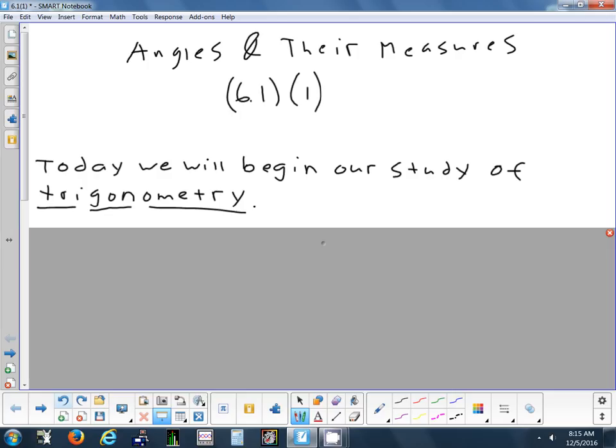And then metry. You see that suffix with a couple different subjects like trigonometry, geometry. Does anybody know what metry means? Not quite. Metry means measurement. So trigonometry really has to do with the measurement of triangles. And we can use measuring triangles to do all kinds of things.